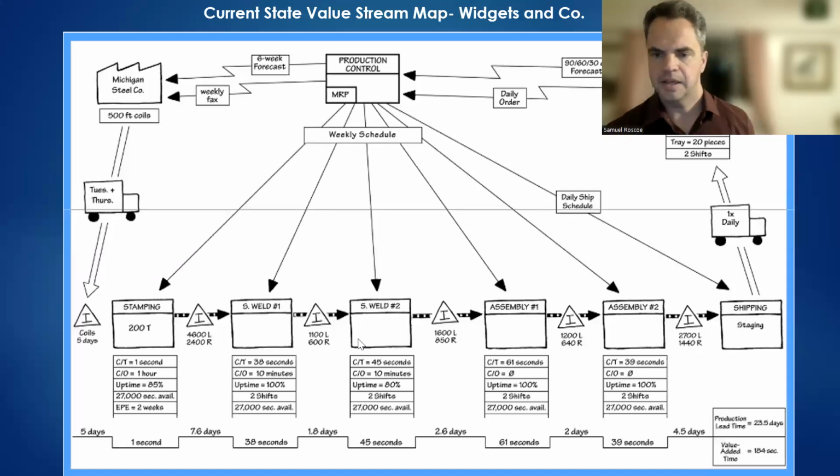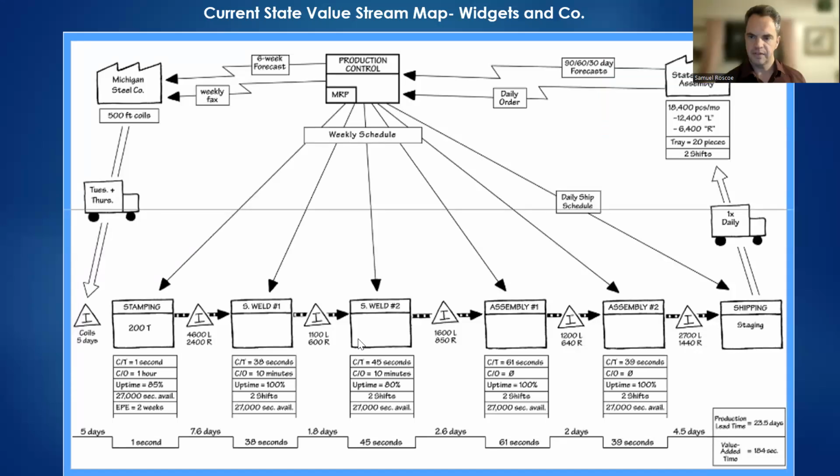So I'll just show you an example here of a value stream mapping. Within this example, let's say we're making widgets. You can see here we have our production control center within our operation. They do what's called materials requirement planning, or MRP. And this is what's called a current state value stream map.